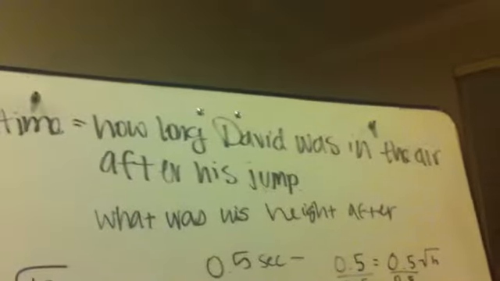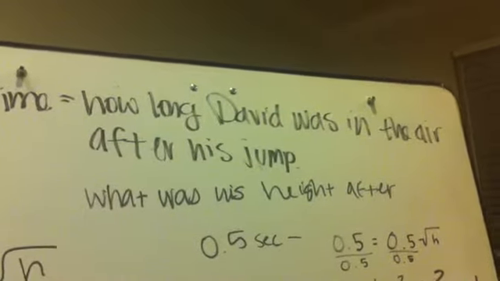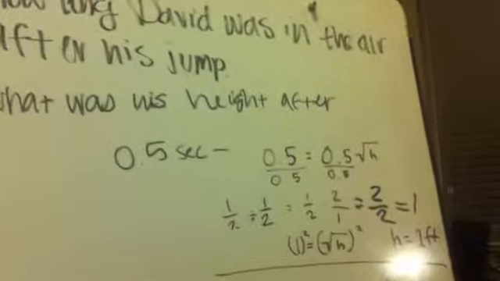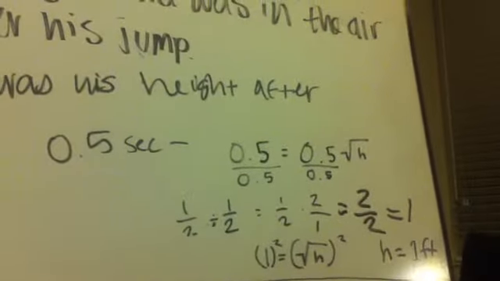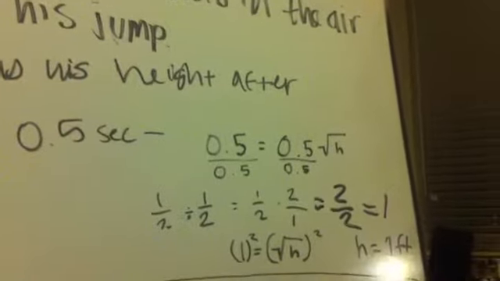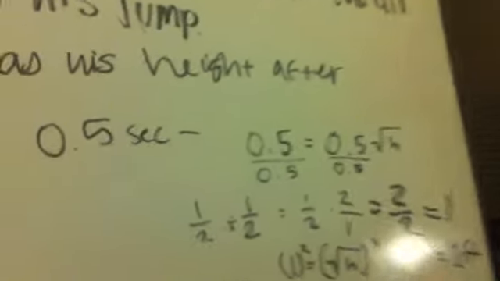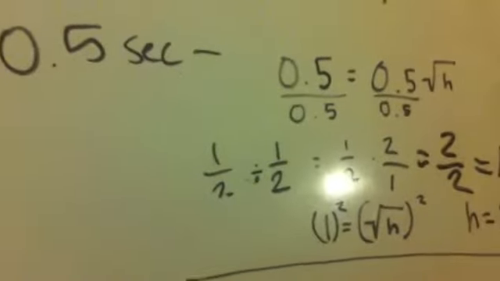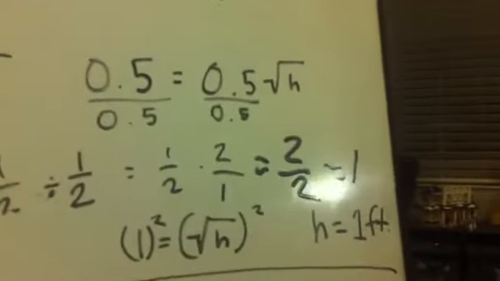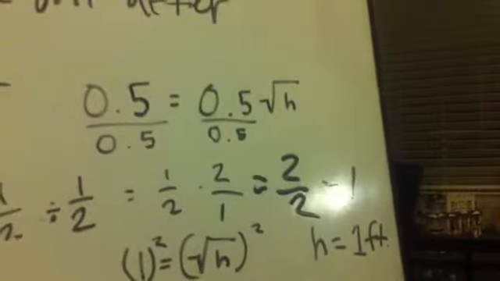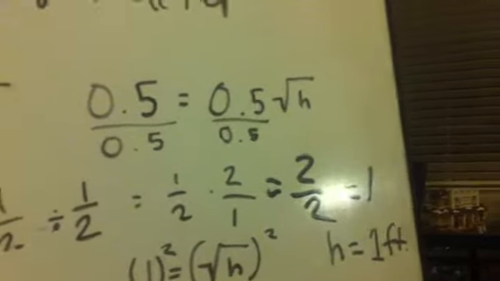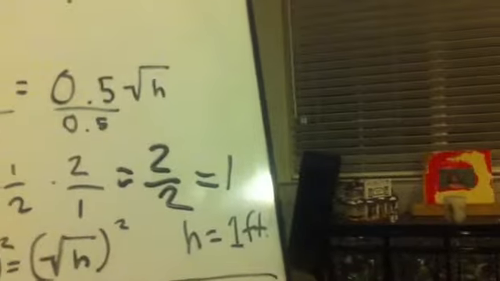Problem we had, how long David was in the air after his jump? What was his height after 0.5 seconds? So, knowing that our formula is t equals 0.5 times the square root of h, we then go 0.5 equals 0.5 times the square root of h. You divide by 0.5 on both sides because you want to isolate the variable. So when you do that, you're going to have 1/2 divided by 1/2, which equals 1/2 times the reciprocal of 1/2, which is 2, equals 2/2, which is also equal to 1.